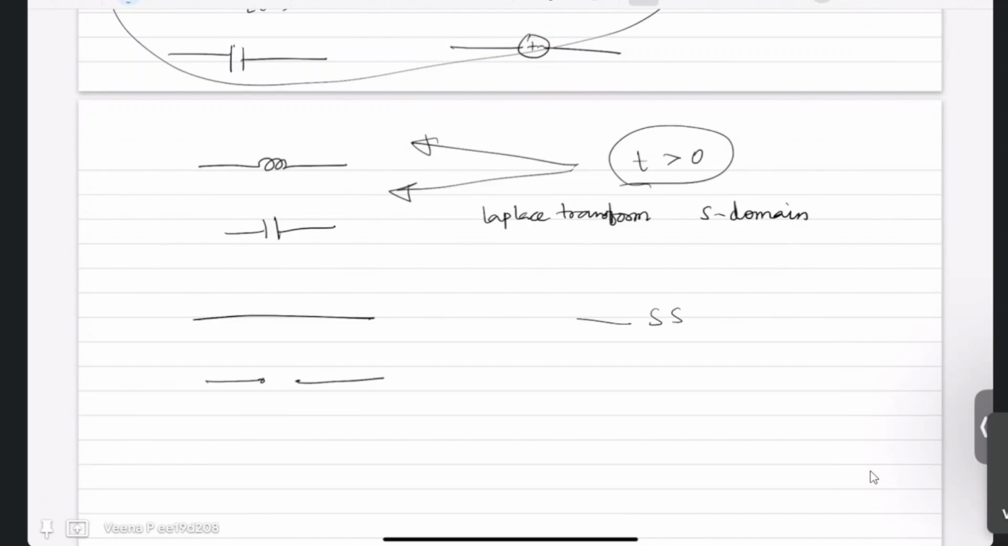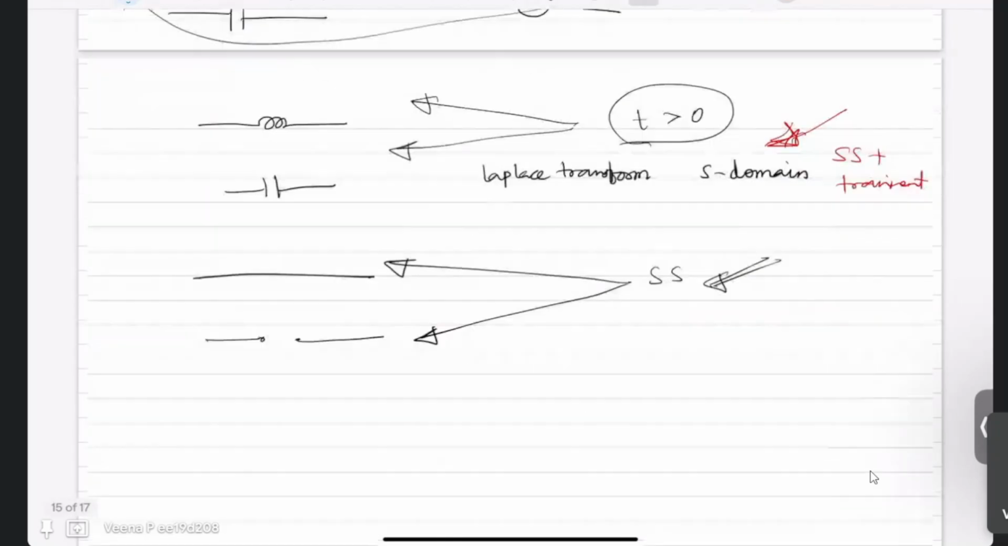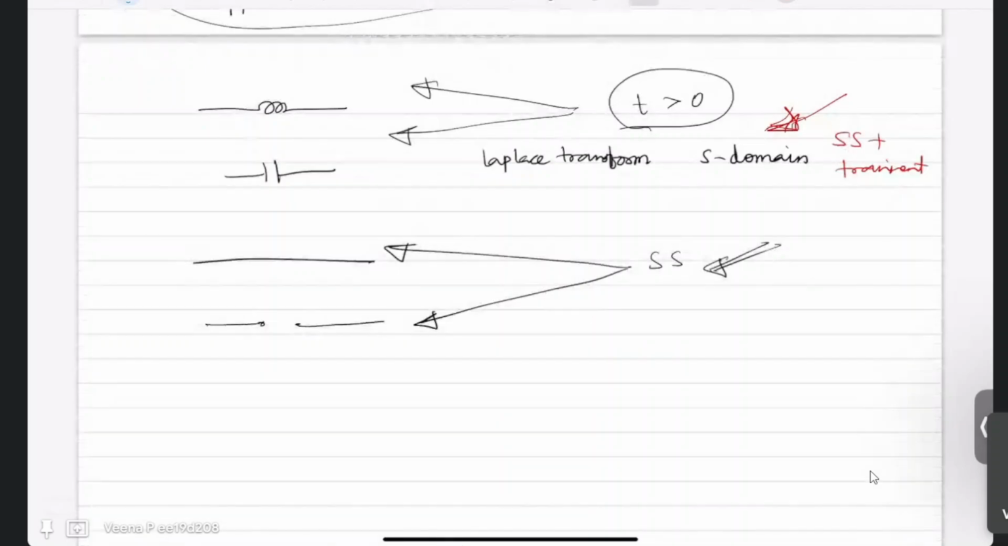Now at steady state, you can directly go for short circuiting the inductor and open circuiting the capacitor. If only steady state is asked, you can directly use this. If you are asked for the transient response and steady state response, you can directly do the S domain Laplace transform. This will hold both steady state as well as transient information. So depending upon the question, you can choose which approach to use.